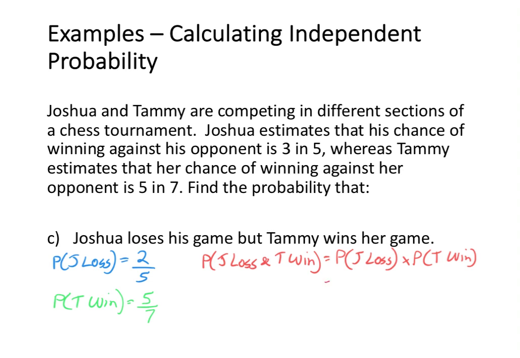So that's going to equal Josh's probability of 2 over 5 times Temi's win probability of 5 over 7, and that is going to equal 10 over 35, which equals 2 over 7. So the probability that Josh loses and Temi wins is equal to 2 over 7. So those are examples of how we calculate the probability of independent events.